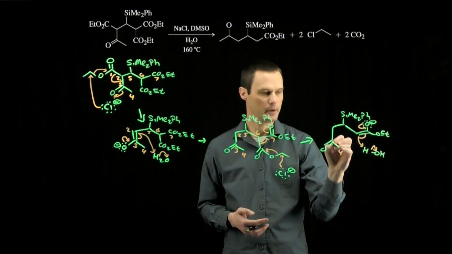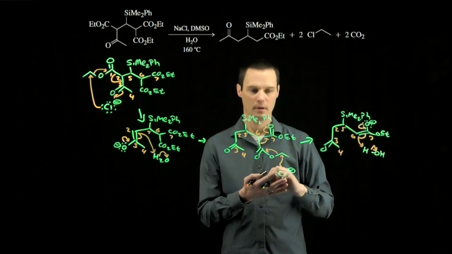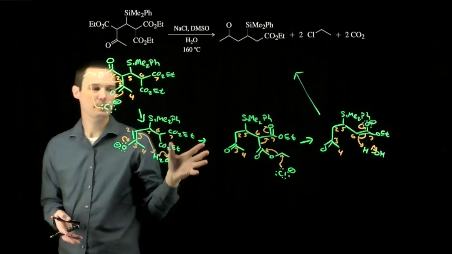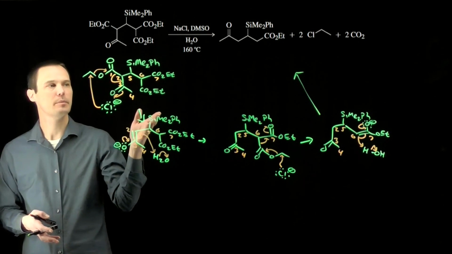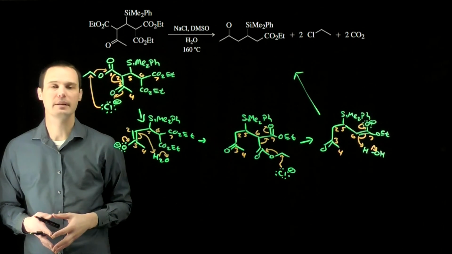Let's bring our carbon numbers back, make sure we got everything in the right place. And that will lead us to our final products for this reaction. So this mechanism is how we can decarboxylate beta diketones or beta diesters and beta ketoesters using Cl- as a nucleophile.